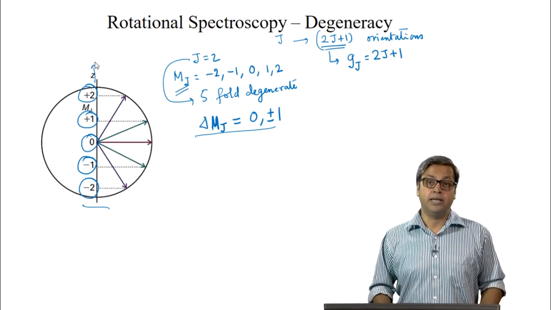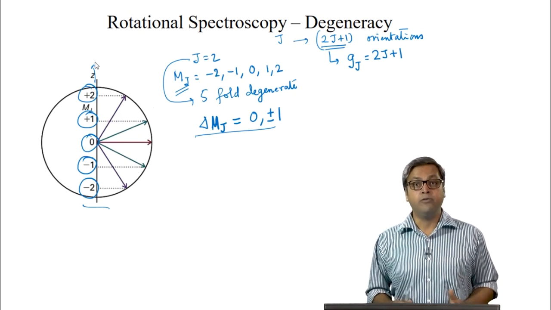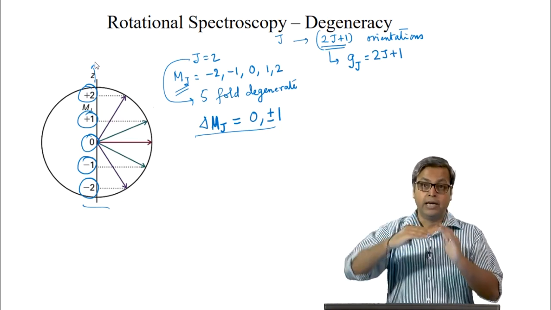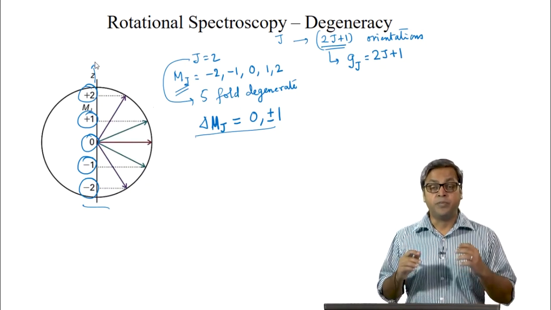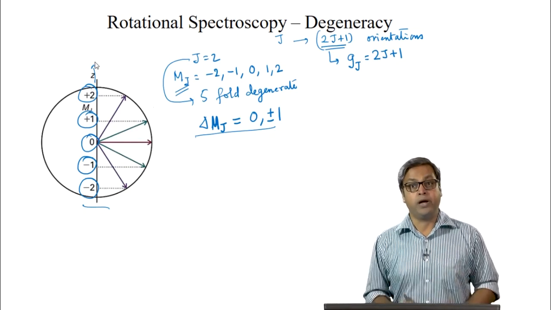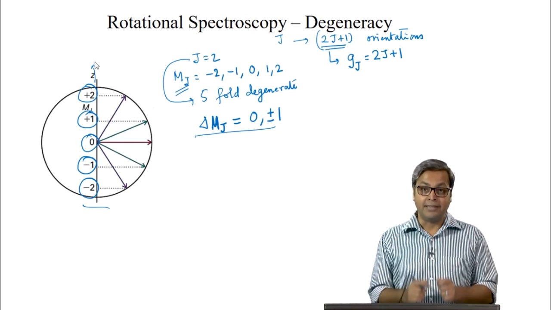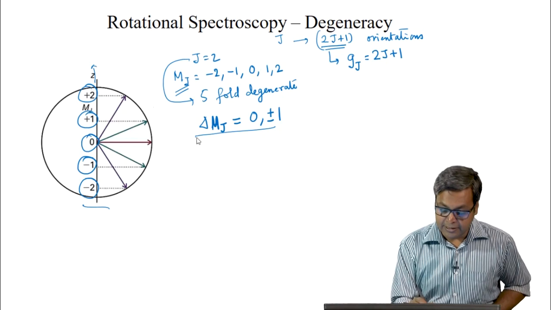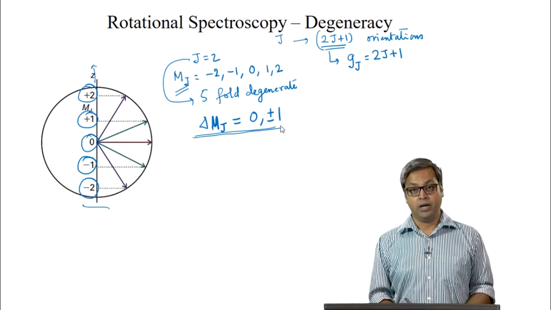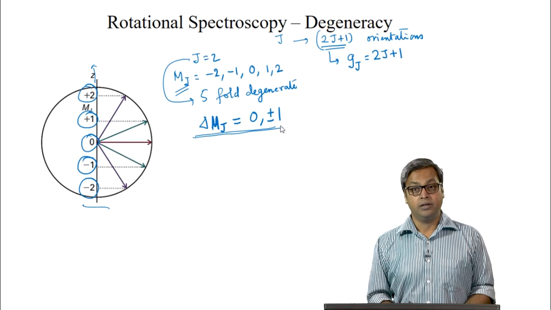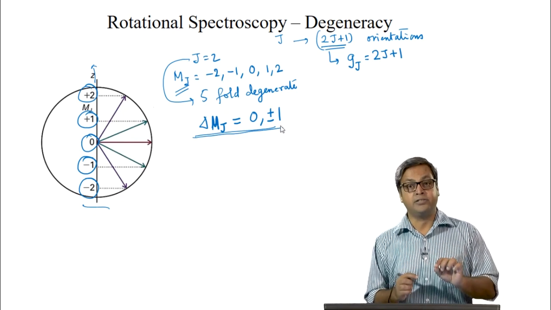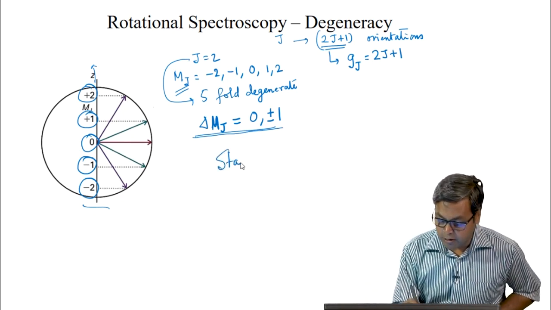If an electric field is applied in a particular direction, there will be an interaction between the electric field and the dipole moment. This interaction depends on the spatial orientation of the molecule. So, the energy of the system will now depend on the mj quantum number, and the selection rule delta mj equals plus minus 1 will affect the rotational spectrum. Thus, the degeneracy will be lifted, and this lifting of degeneracy in the presence of an externally applied electric field is known as the Stark effect.